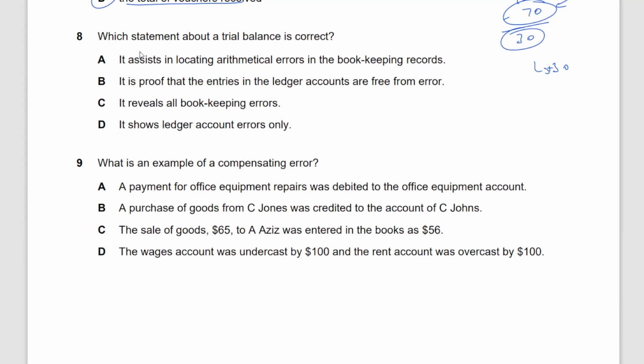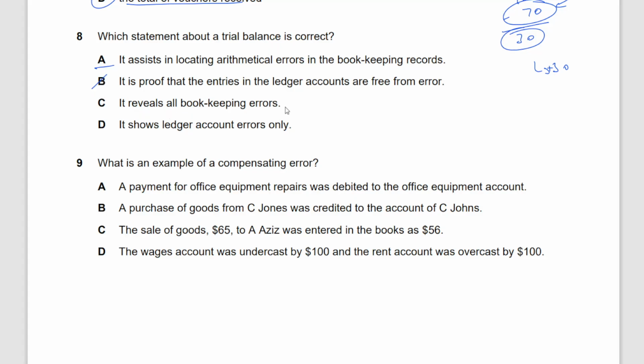Question number 8. Which statement about a trial balance is correct? It assists in locating arithmetical errors in bookkeeping records. That makes sense. That should be correct. But let's see. Let's read the other options. It is proof that the entries in ledger accounts are free from error. No, it may still have an error. Trial balance does not identify every single error. So we cannot say that.